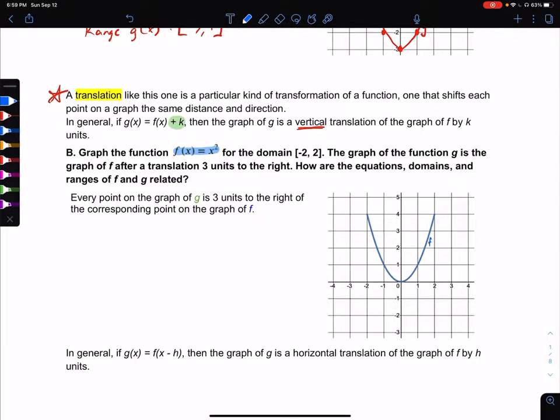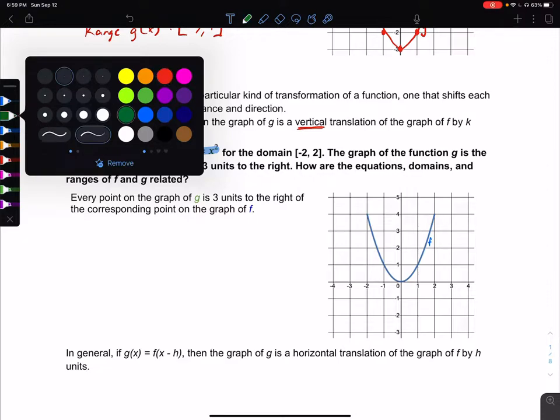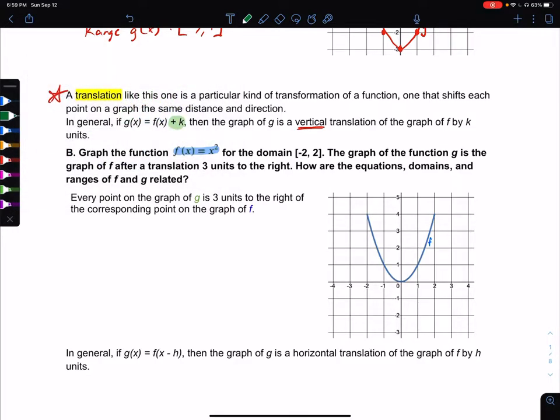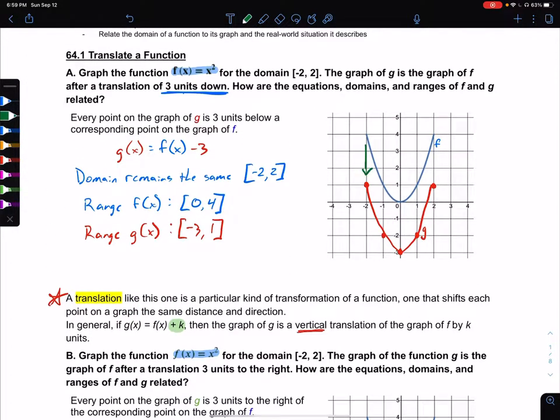For the domain negative 2, 2, same domain as we had before. The graph of the function g is the graph of f after a translation 3 units to the right. How are the equations, domains, and ranges of f and g related? So every point on the graph of g is 3 units to the right of the corresponding point on the graph of f. So I'm taking all these points, and like we did in part A where we shifted down, everything went down 3 units.